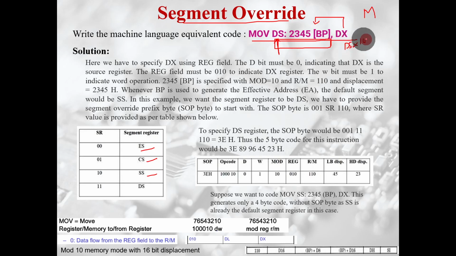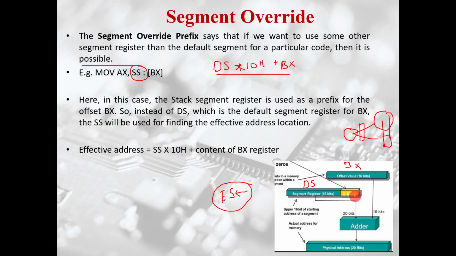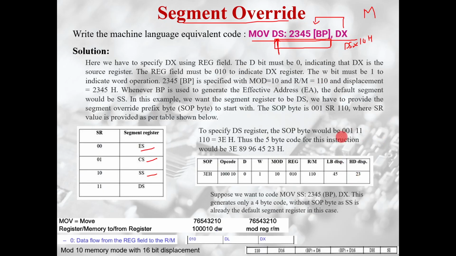DS into 10 hexadecimal, which is nothing but inserting 4 zeros here. This is the 16-bit DS, inserting 4 zeros here, plus 2345, plus the contents of BP. There could be some contents in the BP which you have initially placed. So that address would be computed, and in that memory location the contents of DX will be transferred.